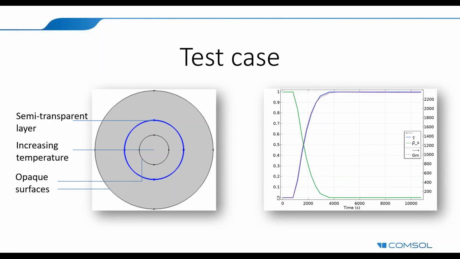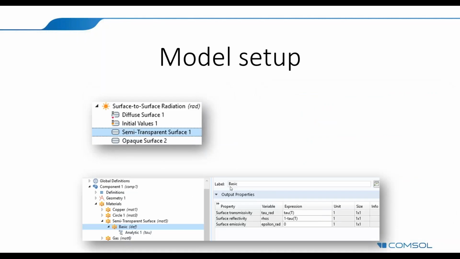We have, as a function of the time, the evolution of the average transmissivity of the semi-transparent layer here. So at the beginning, it's purely opaque, and the reflectivity is 1. And as the time increases, the temperature increases as well, and we see that the layer becomes transparent. And the dotted line represents the total radiative intensity received by the external boundary, and we see that, of course, as soon as the layer becomes transparent, then from 0 we get to more than 2000 watts received by this external boundary. So how to do that in COMSOL Multiphysics?